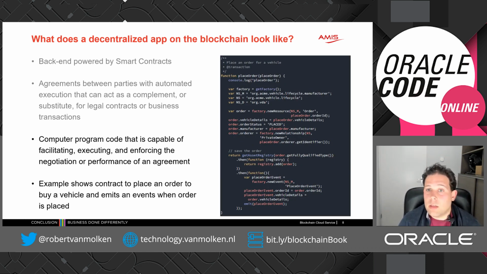And at the right, you see an example of a function within a smart contract. And with this function, we can place an order to buy a vehicle. And this vehicle is the object that is received. The data is checked if everything is in order. It also looks into the registry if it doesn't exist, and it can add it to the registry. Once it's successfully added to the registry, it creates an event object and emits that event.